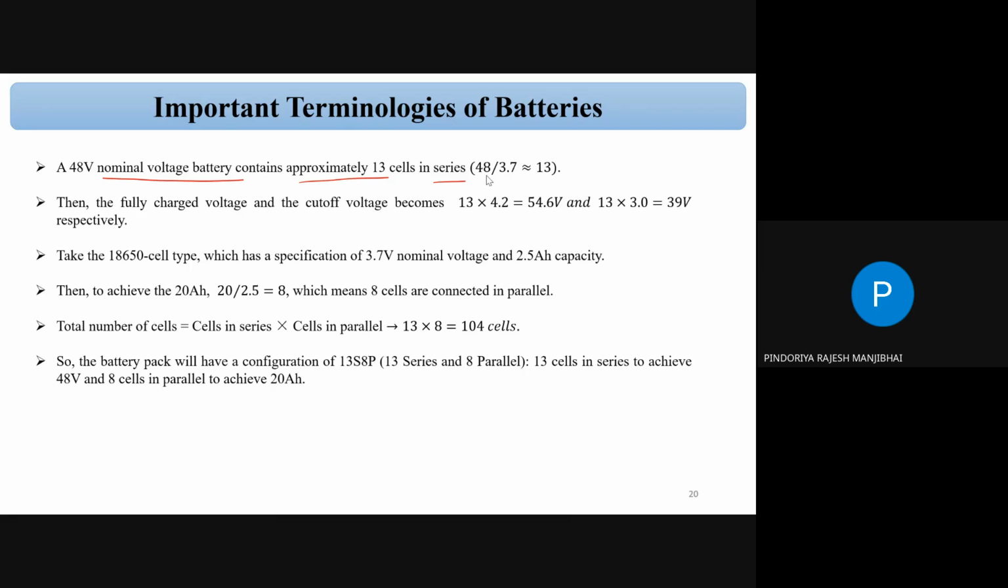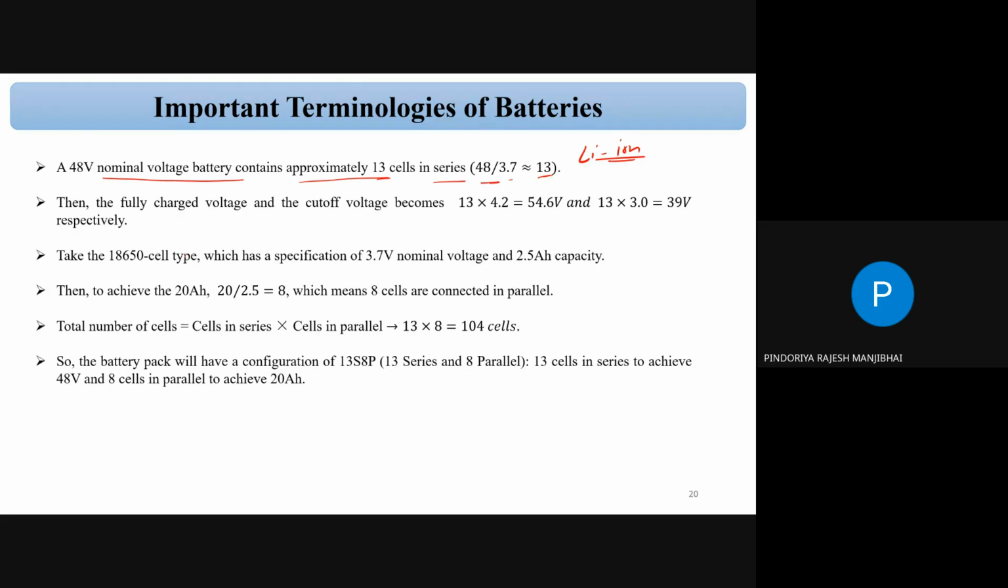It is a 48 volt nominal battery containing approximately 13 cells. So how many cells do we have to connect in series? 48 volt divided by 3.7. Why 3.7? Because we are discussing the lithium ion battery, whose nominal voltage per cell is 3.7 volt. So 48 divided by 3.7, we have to connect 13 cells in series.